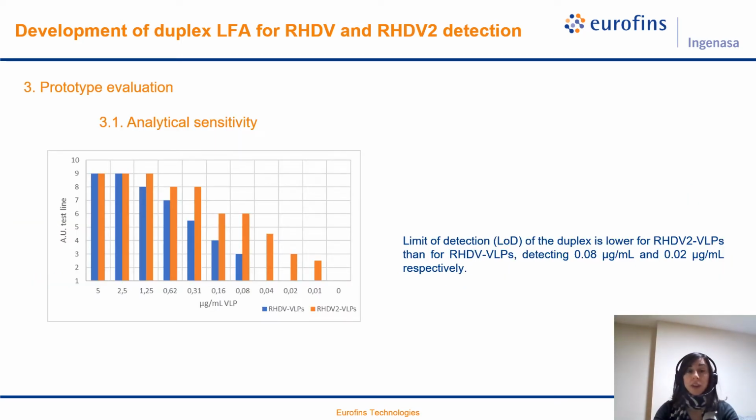Then the prototype obtained was evaluated, and first the analytical sensitivity was determined using VLPs of RHDV in blue in the graph and VLPs of RHDV2 in orange in the graph. As depicted in this graph, the sensitivity for the VLPs of RHDV2 is higher than for the VLPs of RHDV. The limit of detection of the duplex is lower for the VLPs of RHDV2 than for the VLPs of RHDV, detecting 0.08 micrograms per ml and 0.02 micrograms per ml respectively.